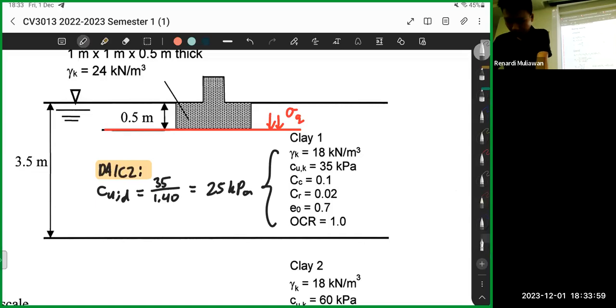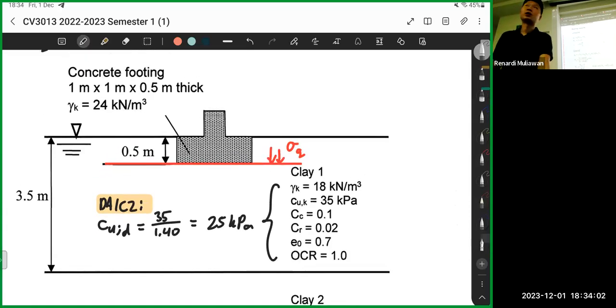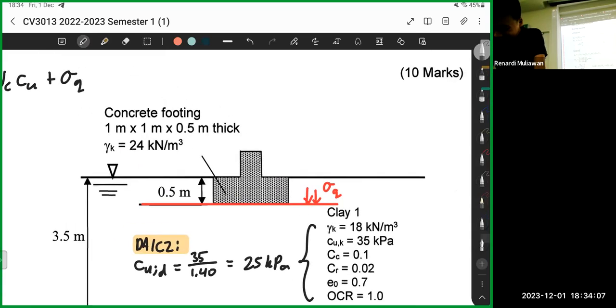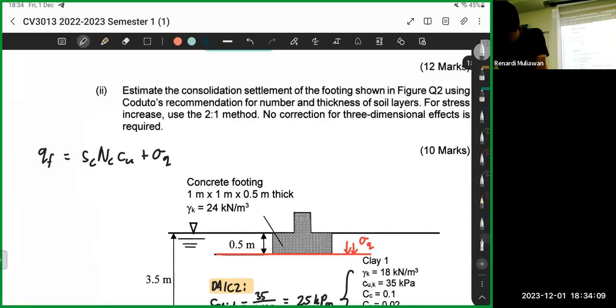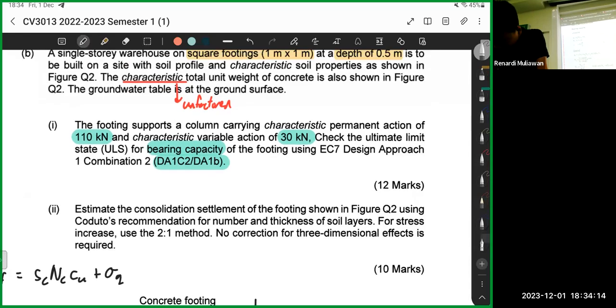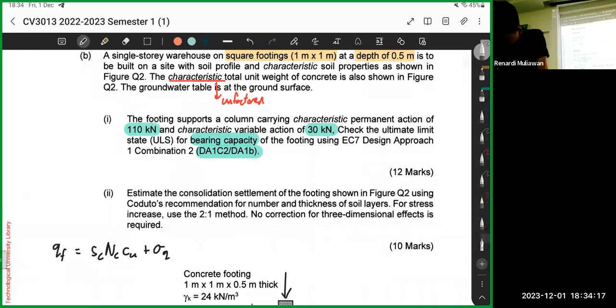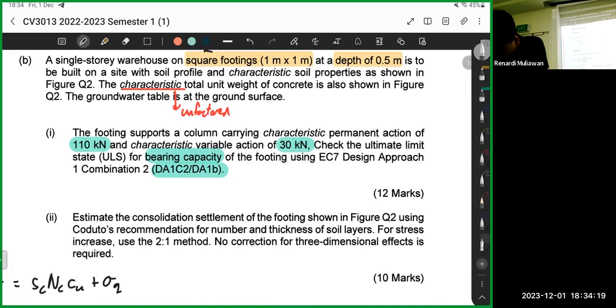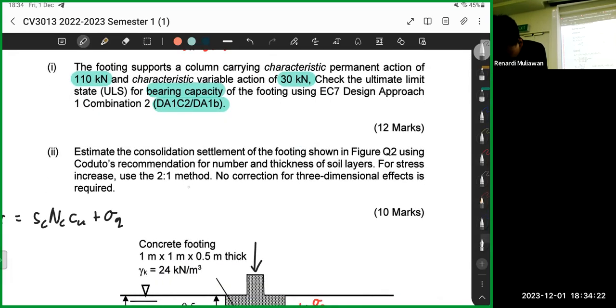So that's the A1C2. For the A1C2, I think the variable action is multiplied by 1.3. You can check, okay? Let's list down the parameters first. They give Gk to be 1110 kilonewtons, Qk to be 30 kilonewtons. Check the ULS bearing capacity.